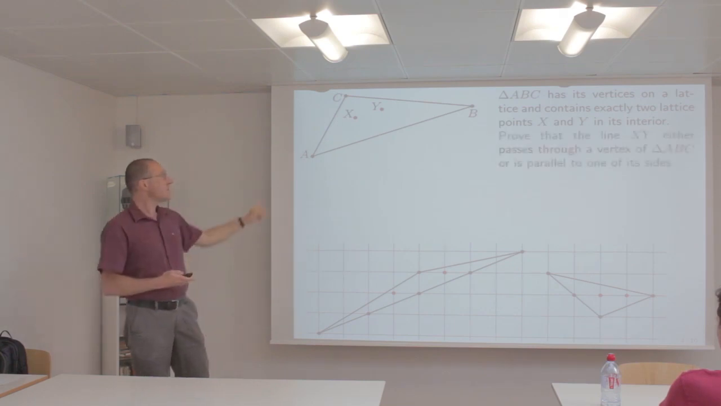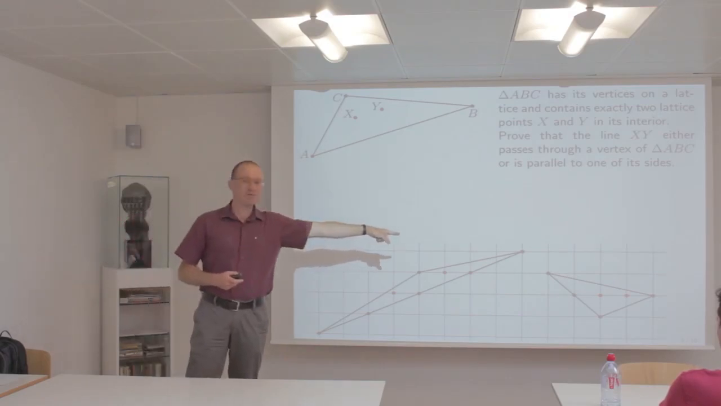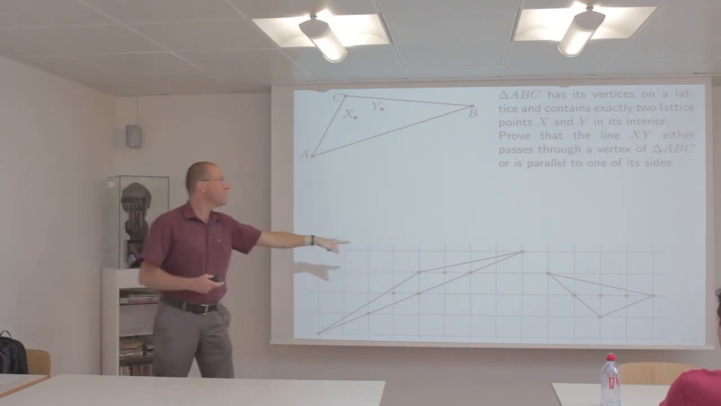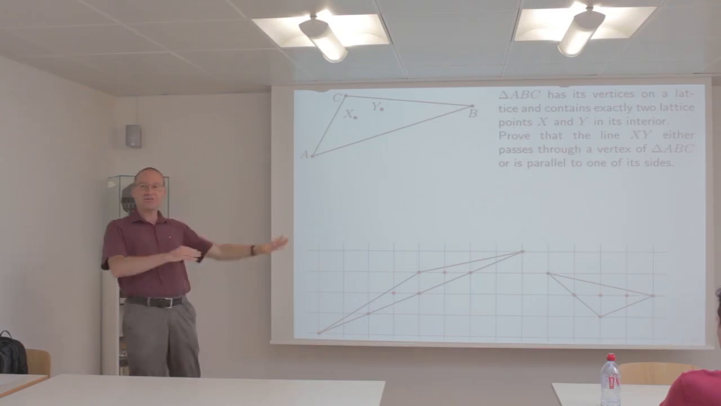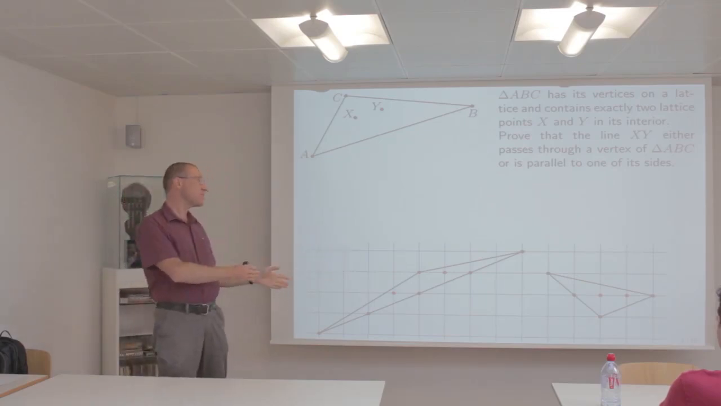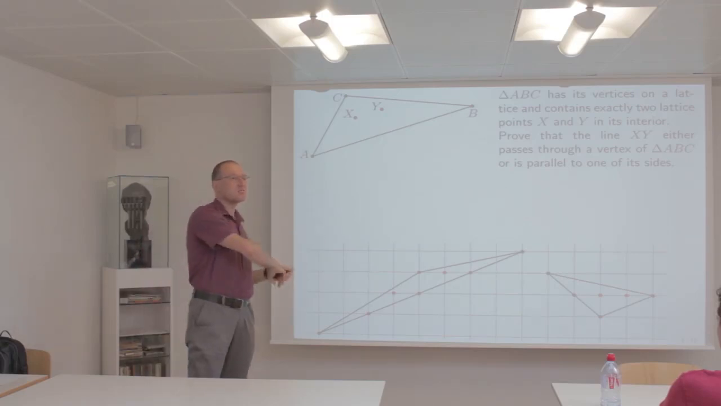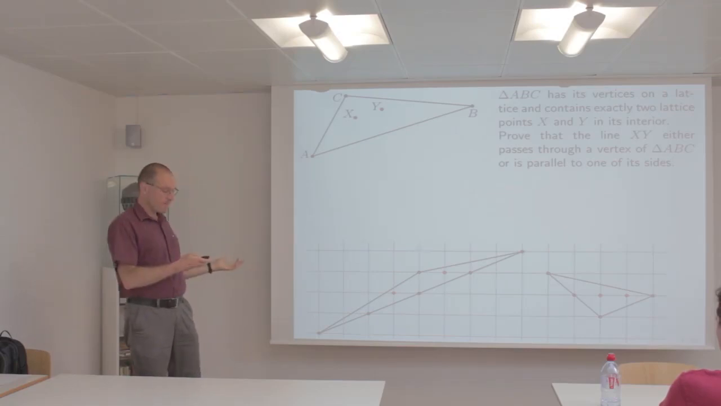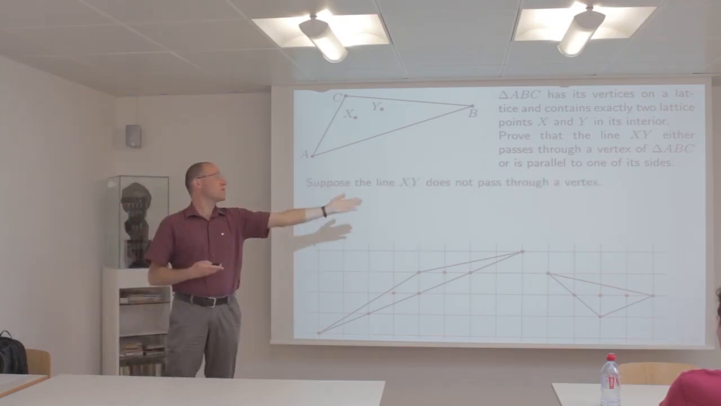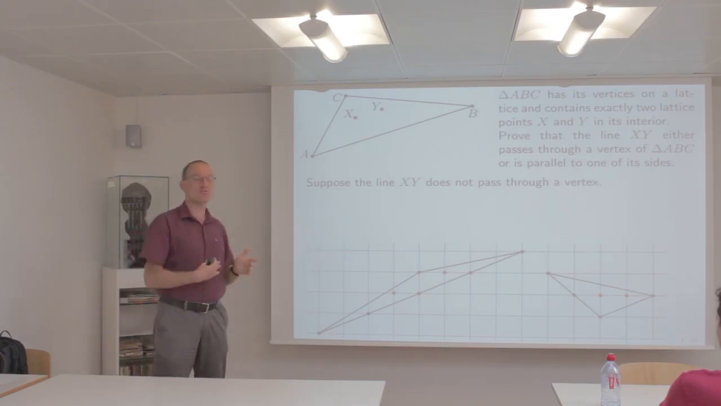Namely, the line XY either passes through a vertex, as it happens on the second example, or it is parallel to one of the sides of the triangle. It has to be like that. You're very constrained. You can play on grid paper and you can draw many triangles with 2 interior lattice points, but always that line has to be either parallel to a side or it has to pass through a vertex. Let's prove it. Now, suppose the line does not pass through a vertex. If it passes through a vertex, we're done. Suppose it doesn't pass through a vertex.